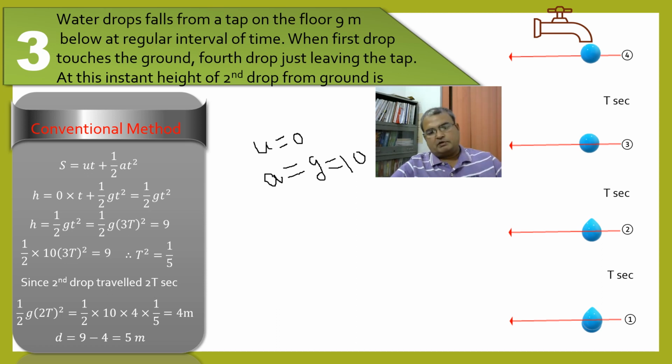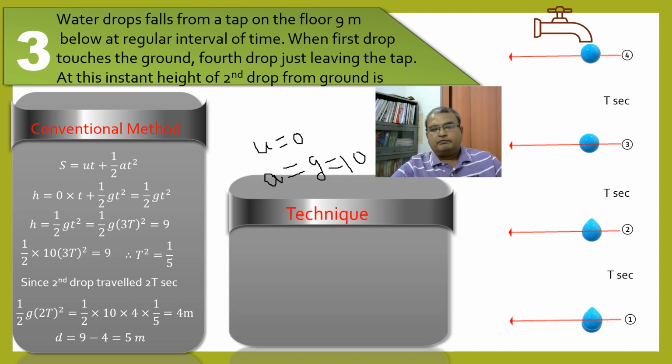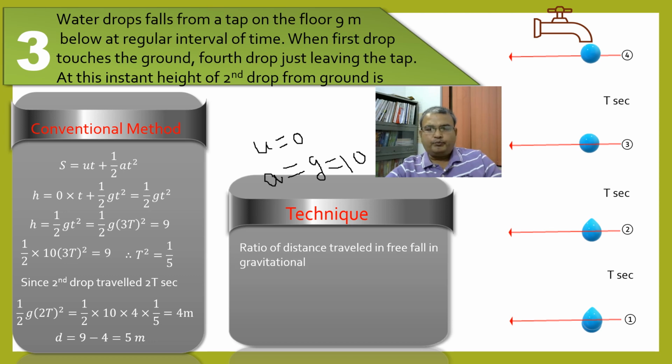This is the conventional way. Now we are going to solve the problem with the help of a technique. Let's check. Ratio of distance traveled in free fall in gravitational field. We know in first 5, 15 and 25. Means always 1 is to 3 is to 5. Isn't it?